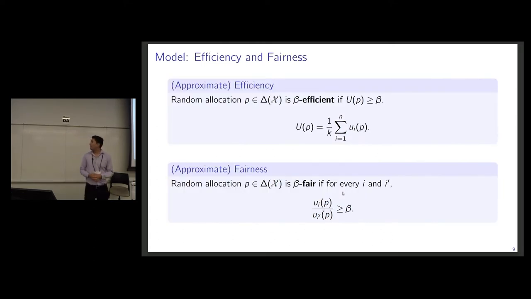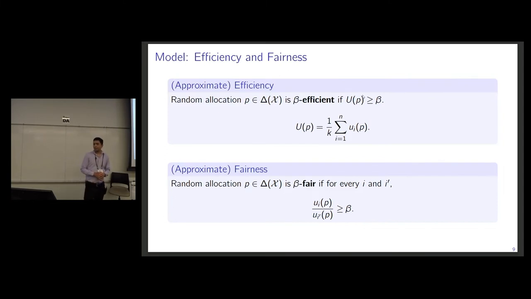So I'm going to introduce two performance metrics. First, given a random allocation, we're going to say that the utilization of this random allocation is simply the expected number of happy individuals divided by the total number of tickets. And we're going to say that a random allocation is beta efficient if this utilization is at least beta.